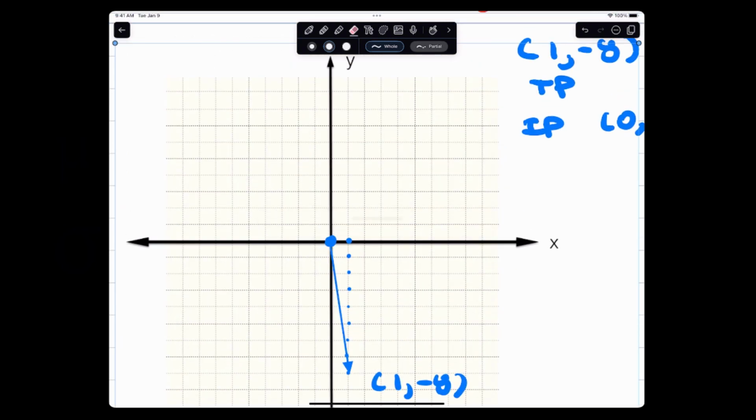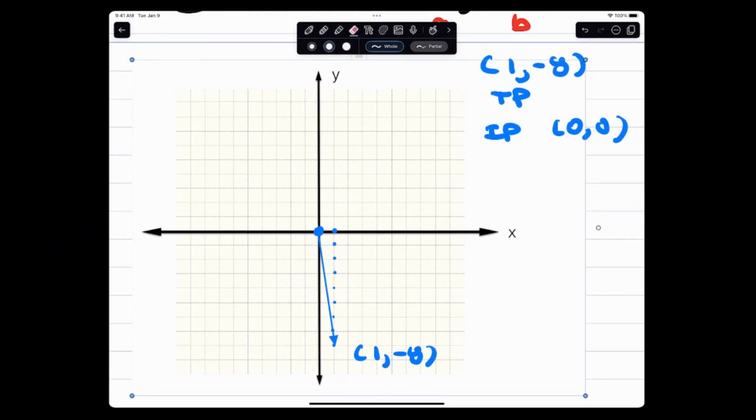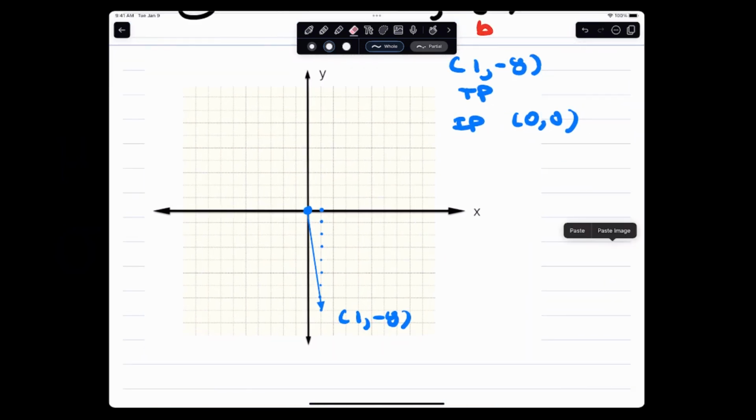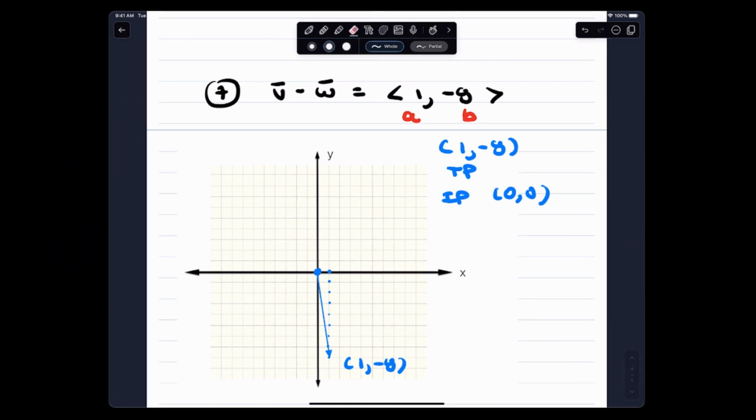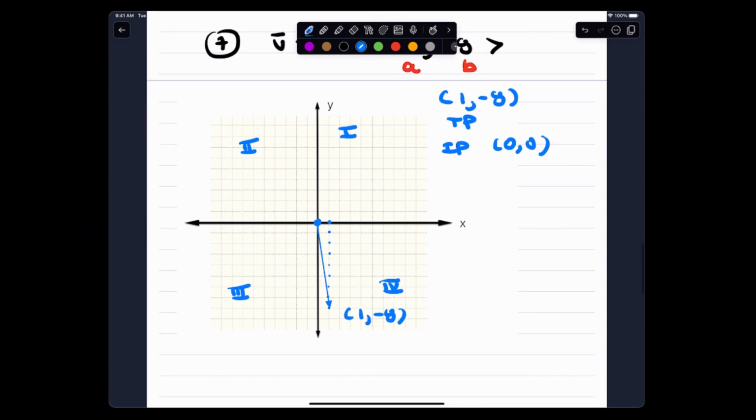You guys see that there? There you go. What do you guys notice? What quadrant is this in? 1, 2, 3, and what? 4. So let's see what we get now.